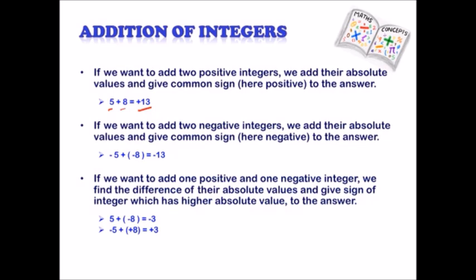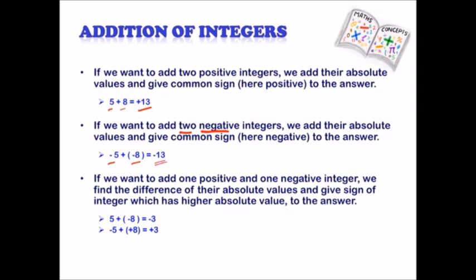Second rule, if we want to add two negative integers, we add their absolute values and give common sign, that is negative sign to the answer. Here common sign is negative because two integers are negative. Here I am adding minus 5 and minus 8. I add absolute values of minus 5 and minus 8, which is 5 and 8, and addition gives me 13. I give minus sign to the answer because both integers are negative.